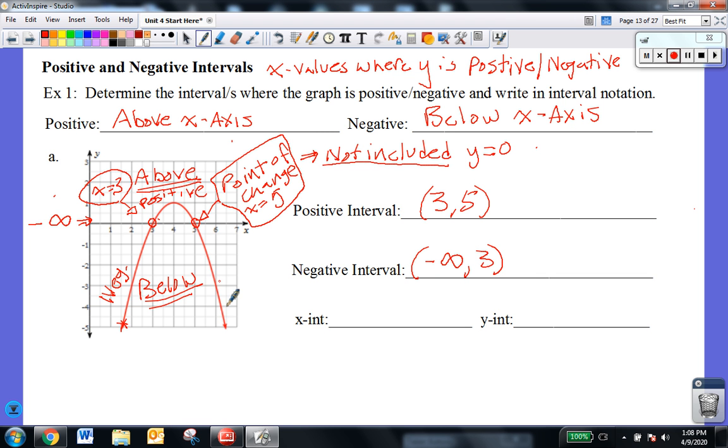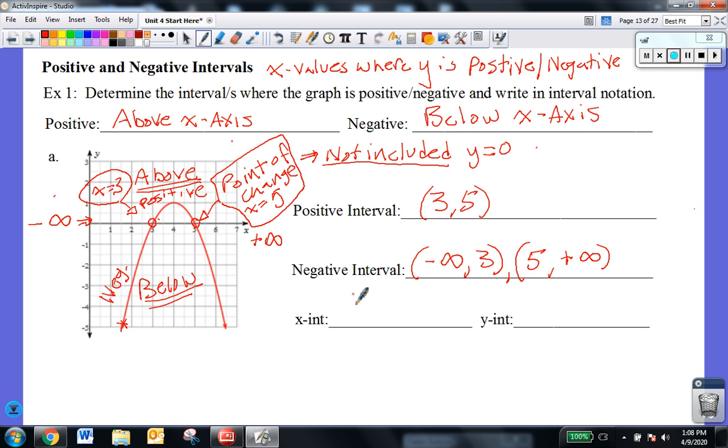Here, this is negative down here. And where is it negative? Well, it's going to start out from 5 all the way to positive infinity. From 5 is a point of change, so it gets a round bracket, and positive infinity is never included, so it also gets a round bracket. We could put a little comma in between those two intervals of negativity.